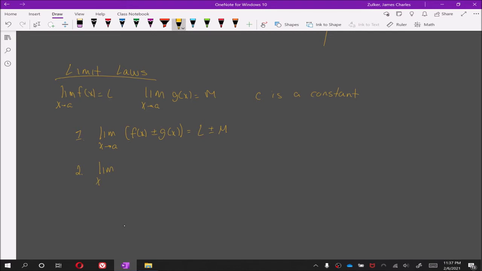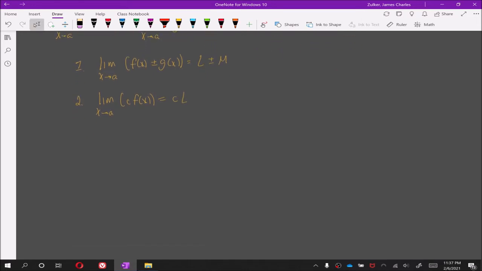Limit as x approaches a of c times f of x is equal to c times L. So we can pull constant multiples outside of a limit. Limit as x approaches a of f of x times g of x is equal to L times M. So the limit of a product is the product of the limits. Limit as x approaches a of f of x over g of x is L over M as long as M is not equal to 0.